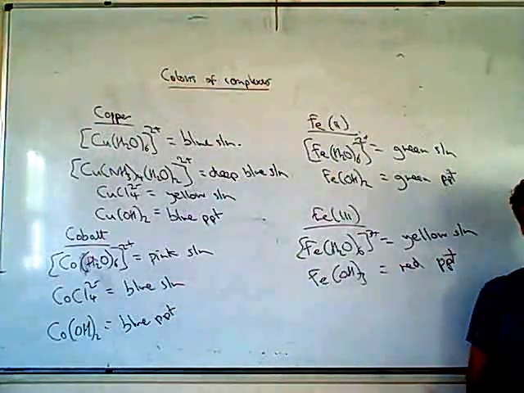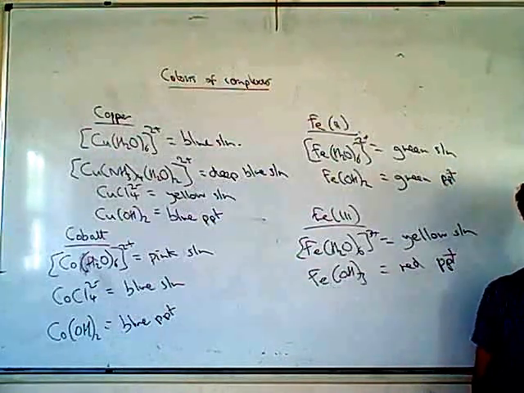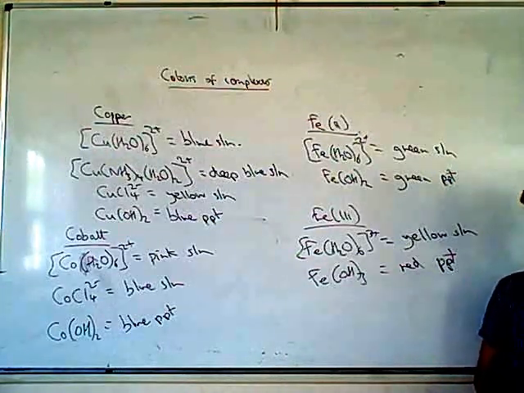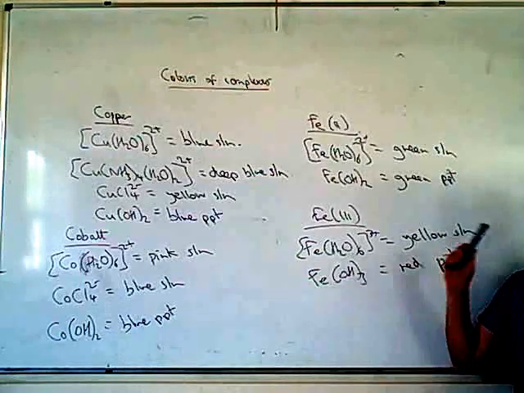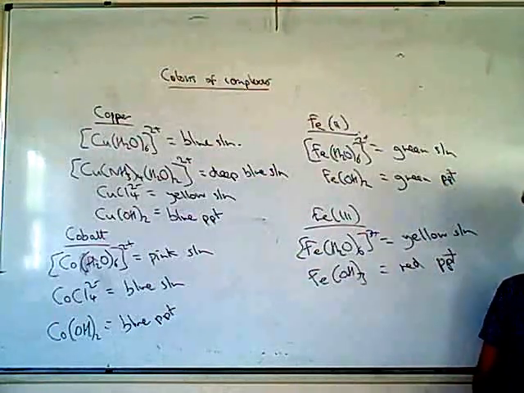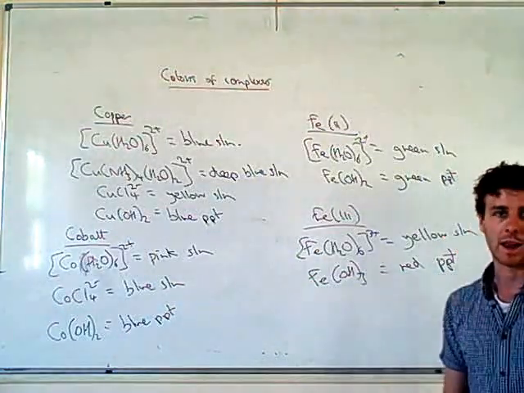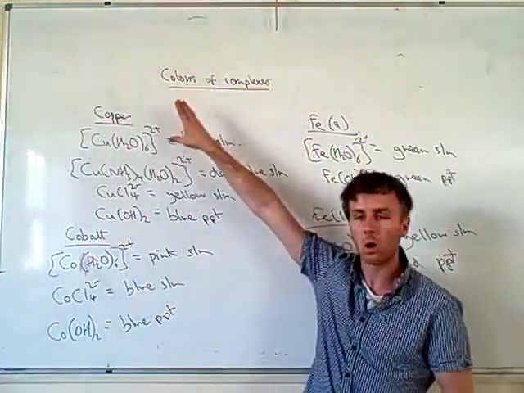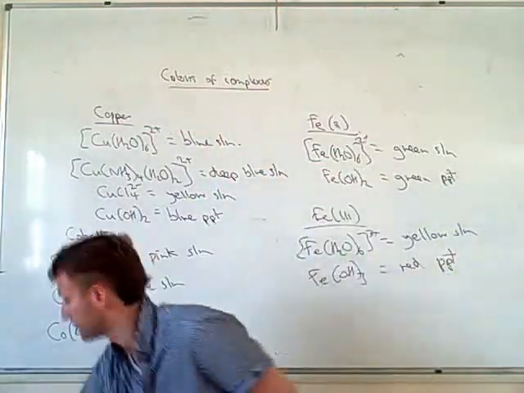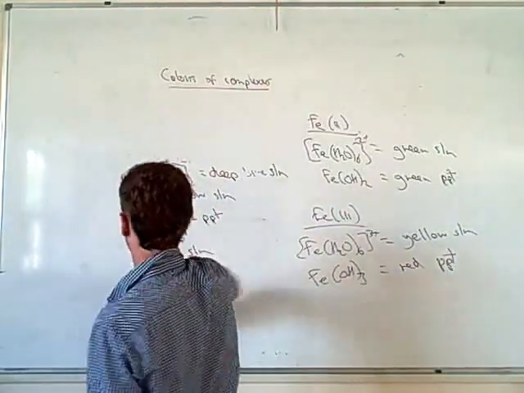So they're all your colours. They're all the ones you need to know if you do OCR. If you do another syllabus, there might be a couple of extras or a few less from there, but these are definitely all the ones you need to know for OCR. Okay? So what I'm going to talk about now is called a ligand substitution reaction. It's how we can change one complex into another. And we'll start with copper.